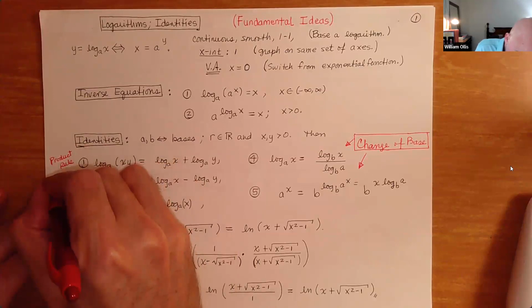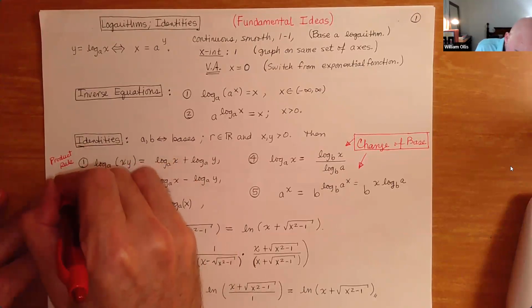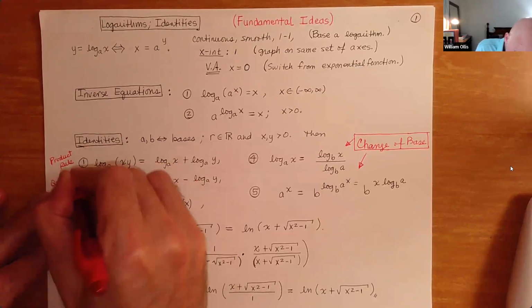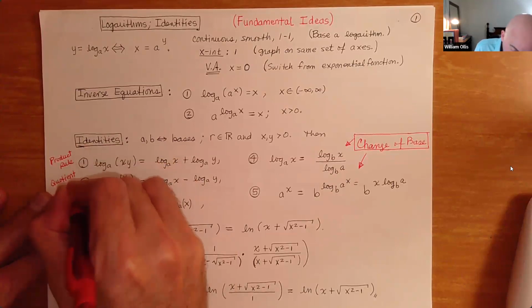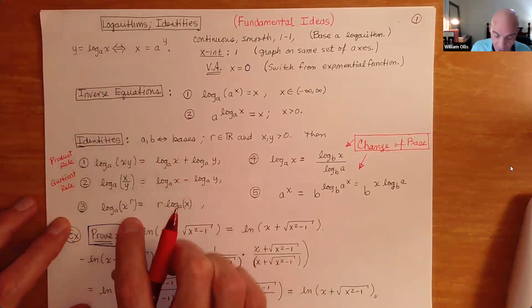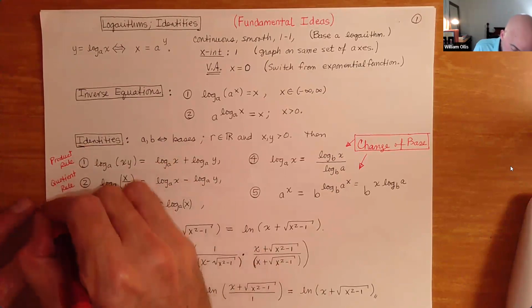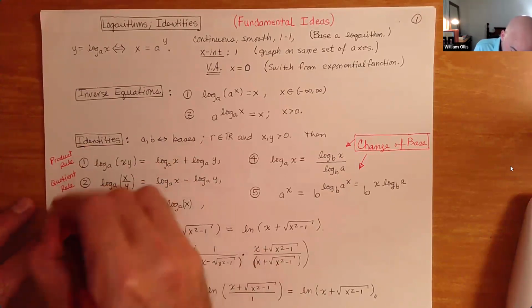And you could write for number two, the quotient rule. And while we're talking about it, we can go ahead and write number three as the power rule, and I'll speak to why we say that.